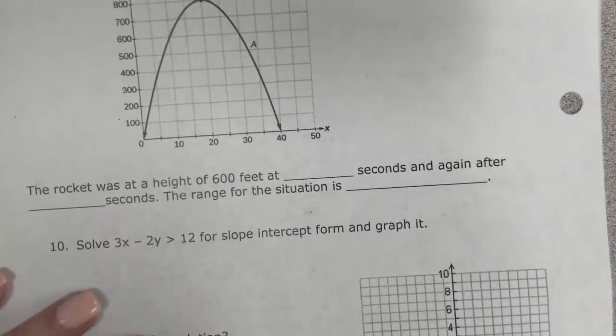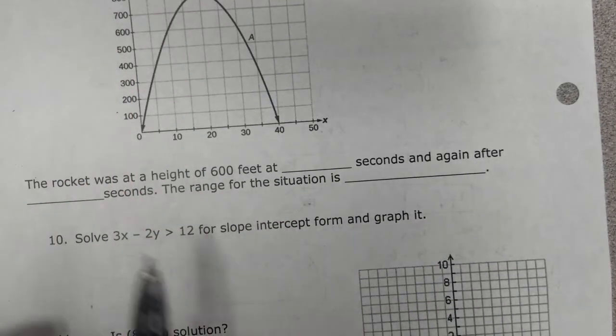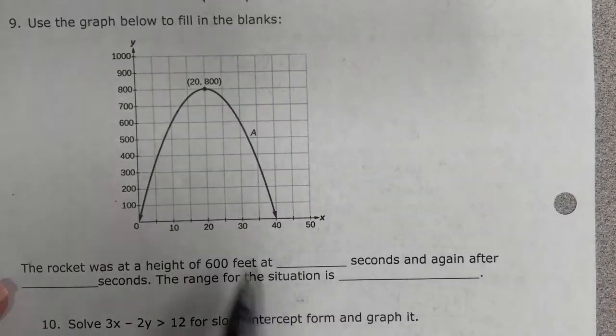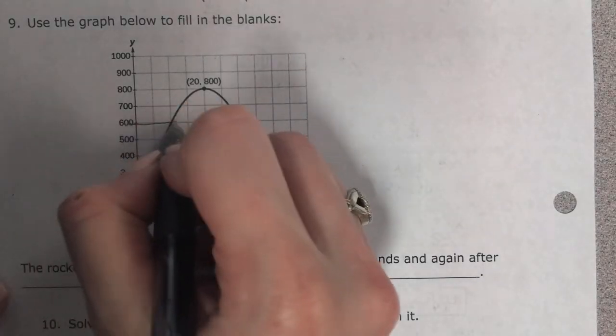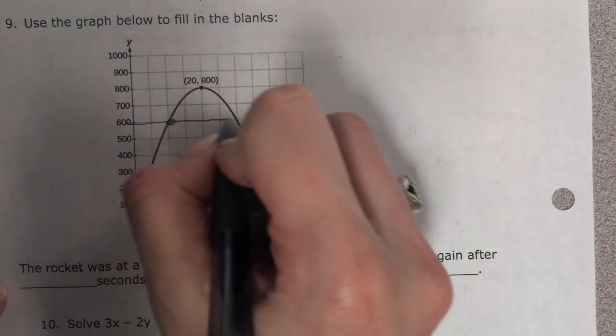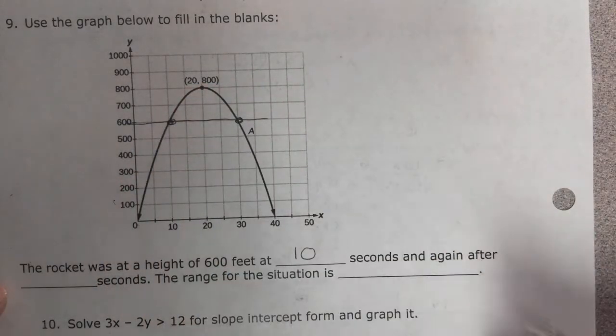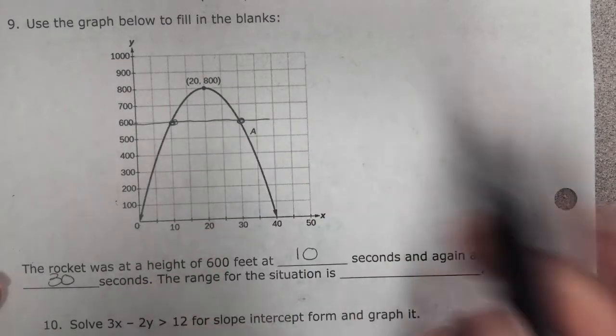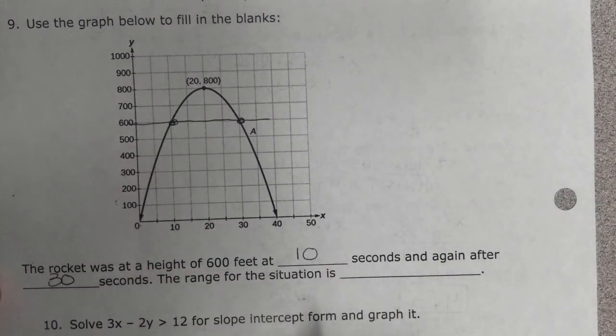Fantastic. All right, use the graph below to fill in the blanks. The rocket was at a height of 600 feet. Let's see, 600 feet. It's right here at 10, but it's also at 30. So on your test, make sure you go all the way across and get both of the values. So it's at 10 and at 30.